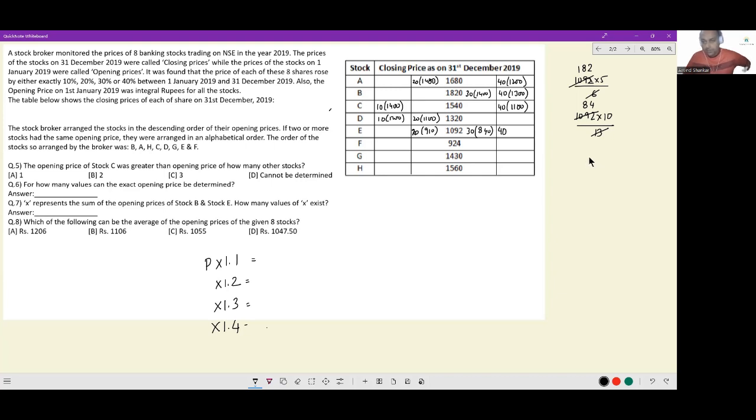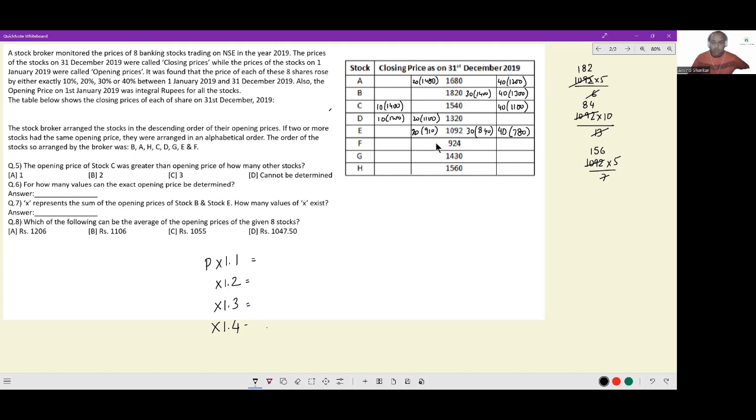Or 40% increase. 1092 into 5 by 7. Cancel this by 7. I get 1. 39 is 5. 39, 42 is 6. 156 into 5. So 1560, 780. These are the potential initial prices for E.